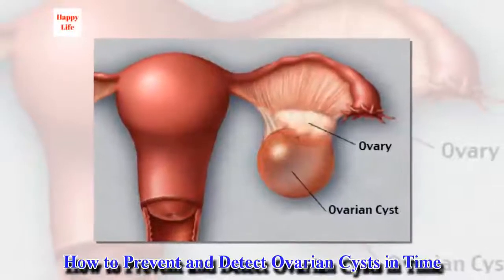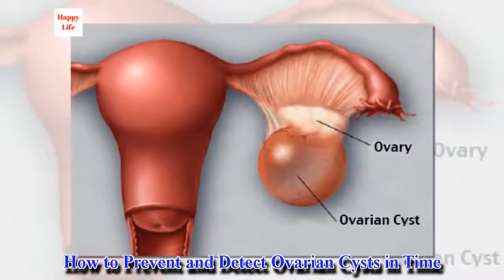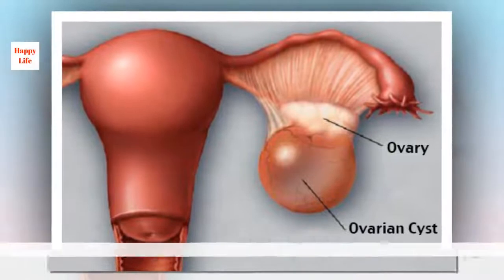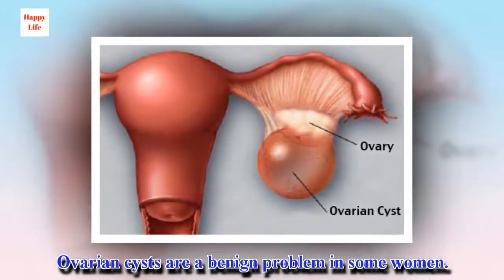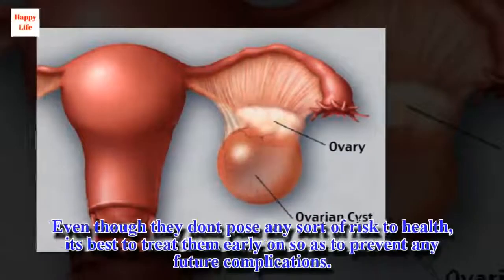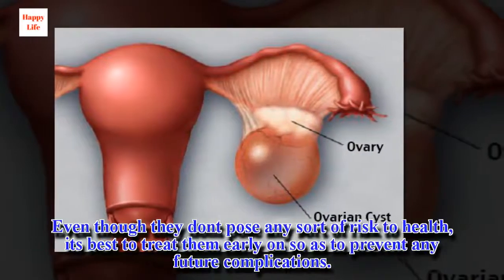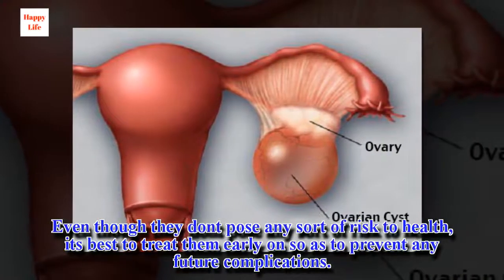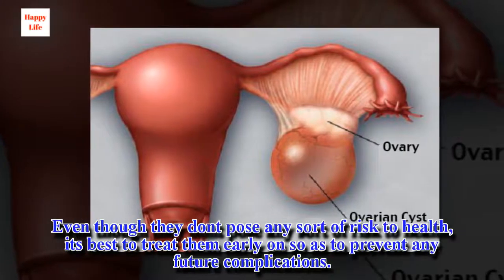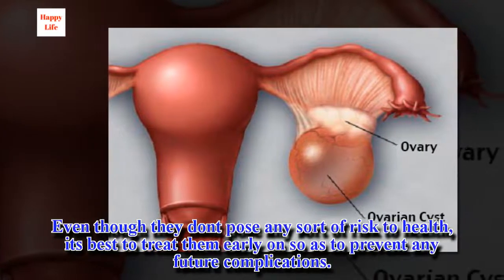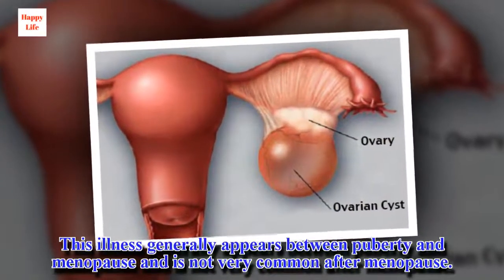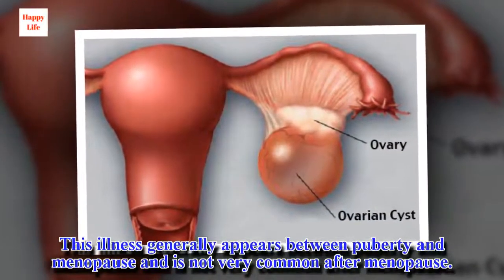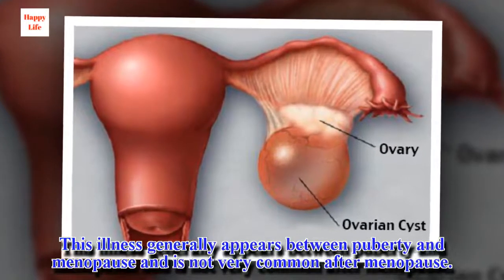How to prevent and detect ovarian cysts in time. Ovarian cysts are a benign problem in some women. Even though they don't pose any sort of risk to health, it's best to treat them early on so as to prevent any future complications. This illness generally appears between puberty and menopause and is not very common after menopause.